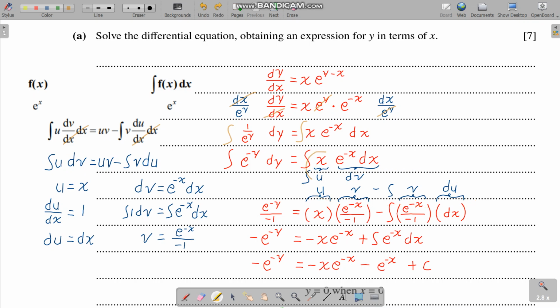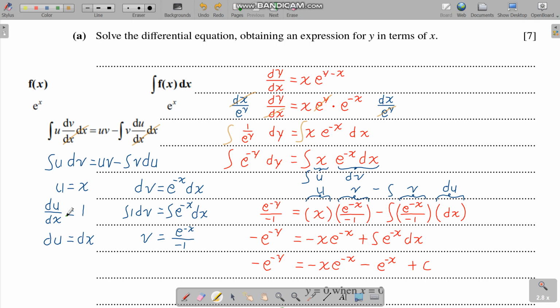We have to identify the u and the dv. For this kind of function, where we have something with x, like x or x squared or x cubed, we use the algebraic or the polynomial as the u, something we will differentiate. And for the exponential, we use it as the dv. So set the u to be x. The du dx is the derivative of u with respect to x, so it's the derivative of x with respect to x, which is 1.